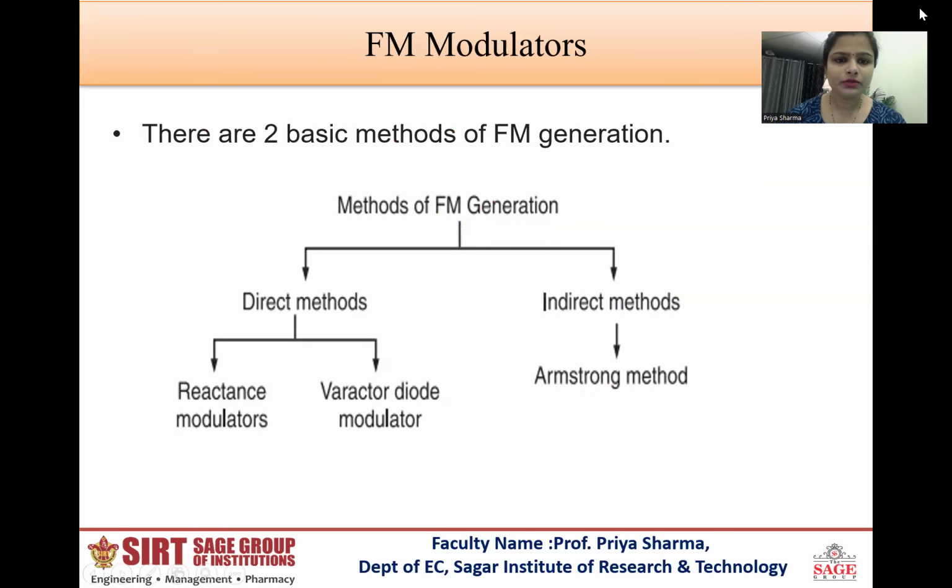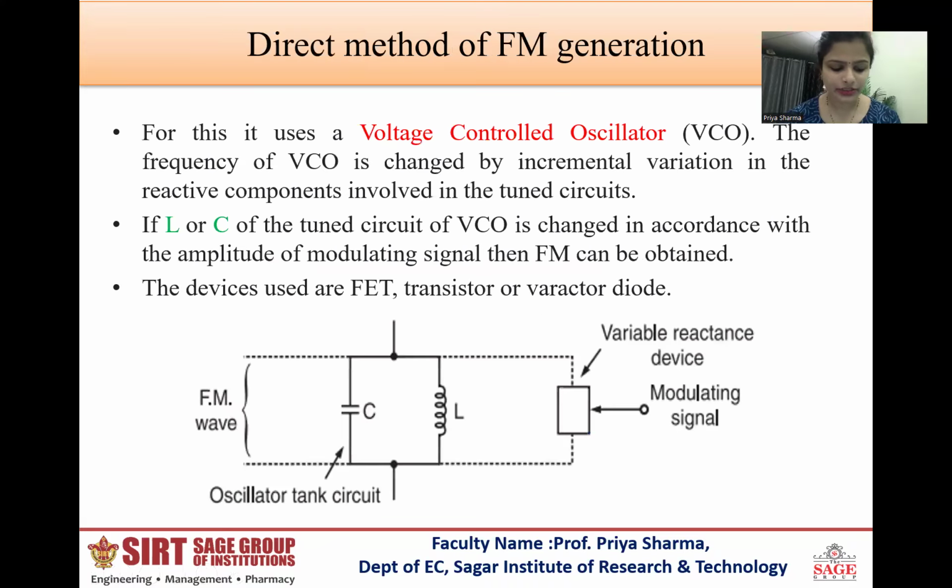Okay. So these are the basic two methods of FM modulation. The first is the direct method and the second is the indirect method. In the first method, the direct method, we have reactance modulators and varactor diode modulators. And the second is the indirect method, which is the Armstrong method. This Armstrong method is very important, students, from the exam point of view. Coming first to the direct methods of FM generation.